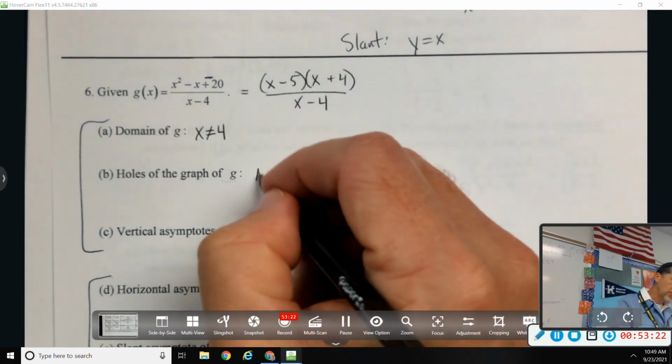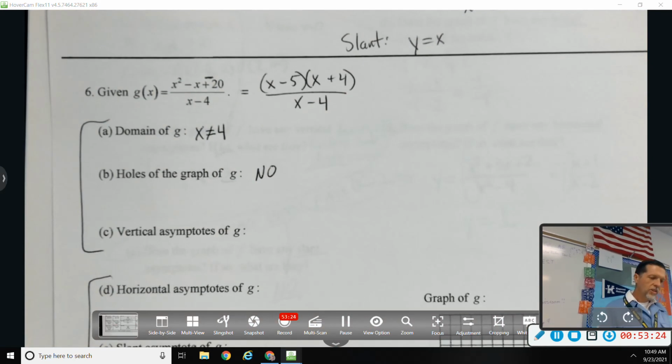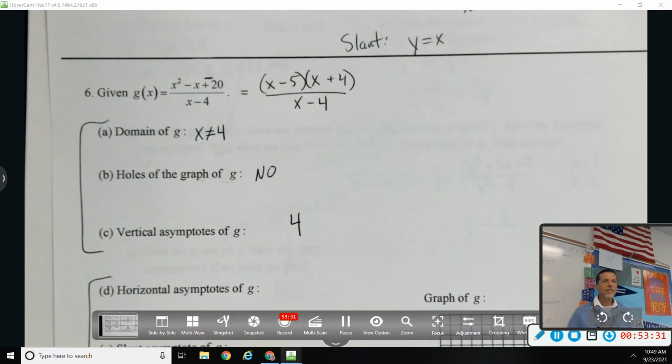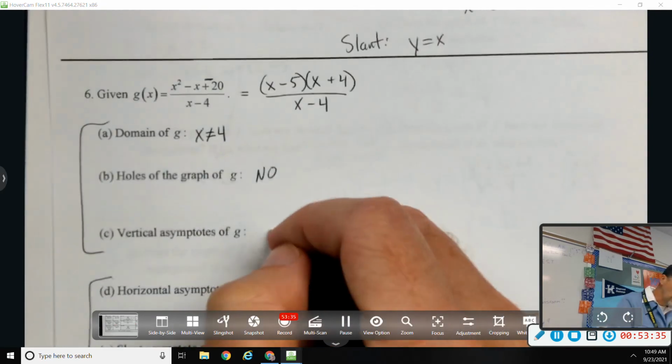Vertical asymptotes. Careful, don't just say 4. I'm glad you did that. You have to say x equals 4. Because 4 is just a number. A vertical asymptote, you would need x equals on that. Would it be y equals 4?